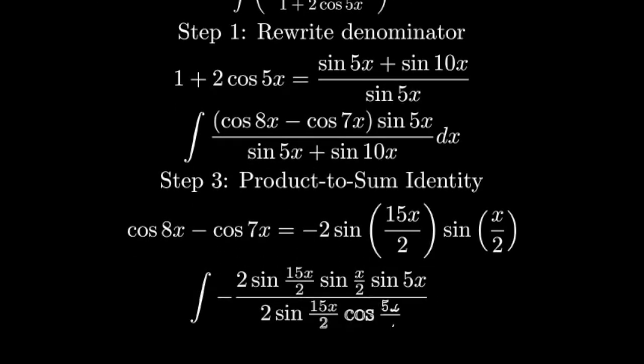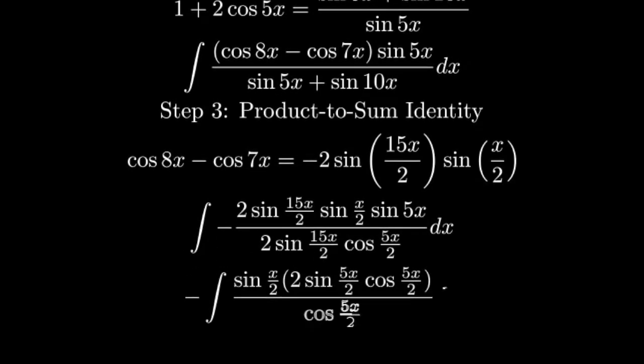Substituting this in, our integral becomes negative 2 sine 15x over 2 times sine x over 2 times sine 5x, all divided by 2 sine 15x over 2 times cosine 5x over 2. The sine 15x over 2 terms cancel out in the numerator and denominator. This simplifies our expression to negative sine x over 2 times 2 sine 5x over 2 times cosine 5x over 2, all over cosine 5x over 2.